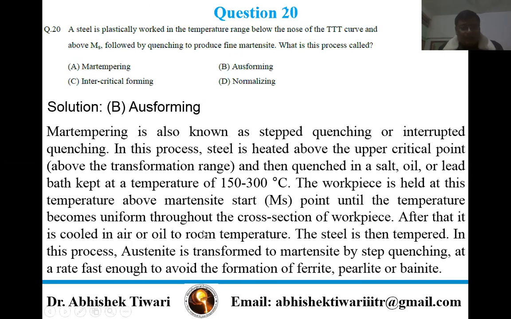And question number 20. A steel is plastically worked in a temperature range below the nose of the TTT curve and above Ms, followed by quenching to produce fine martensite. What is the process called? So the process is called ausforming.